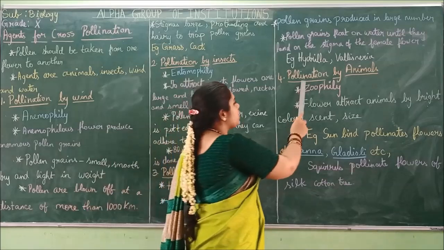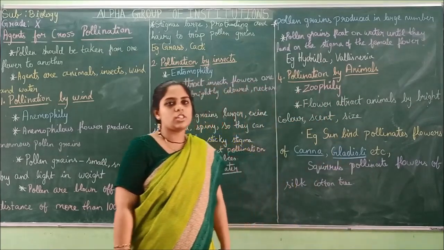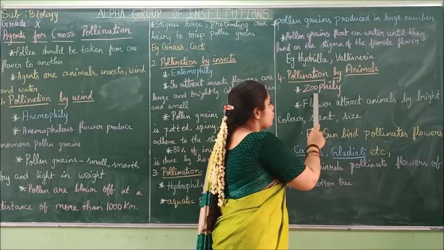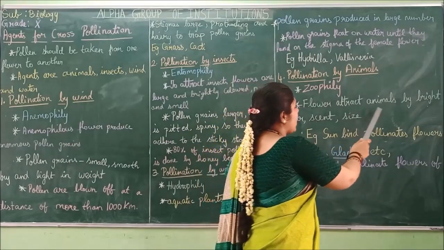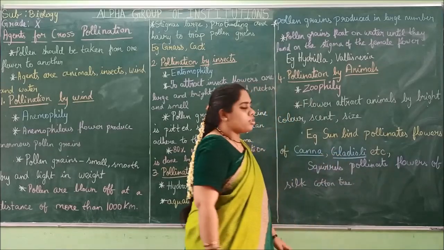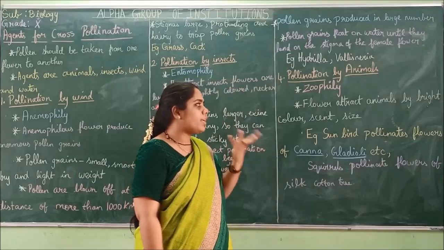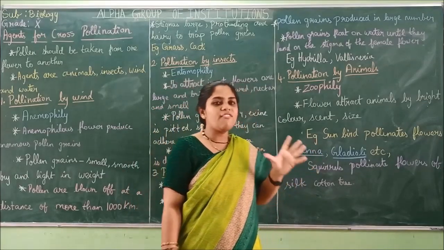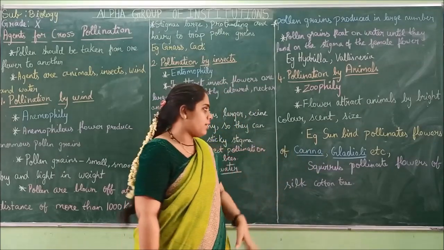The fourth type is pollination by animals. Pollination by animals is called zoophily. Flowers attract animals by bright color, scent and size. To attract the animals, the flower should be very bright in color, it should have a good aroma, and it should be of a very large size so that the animals get attracted.